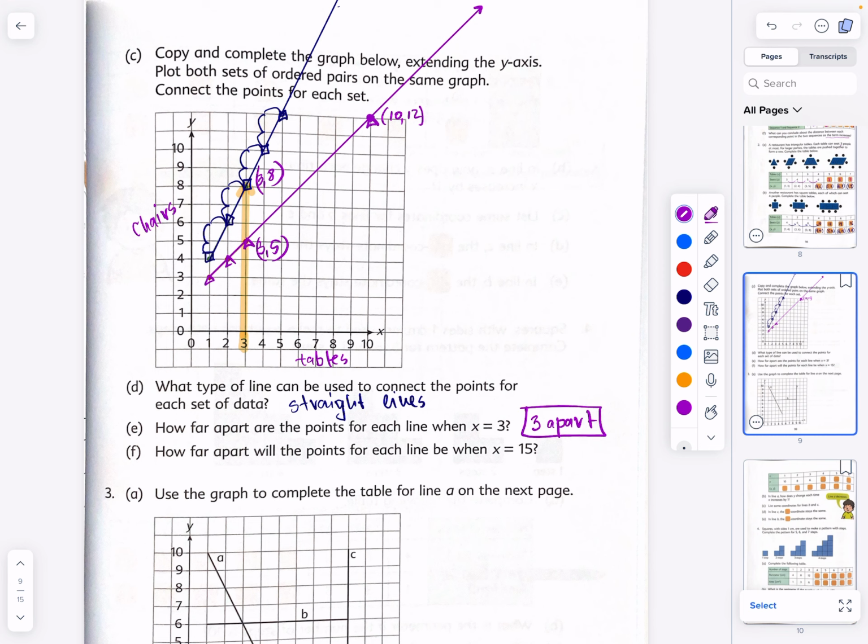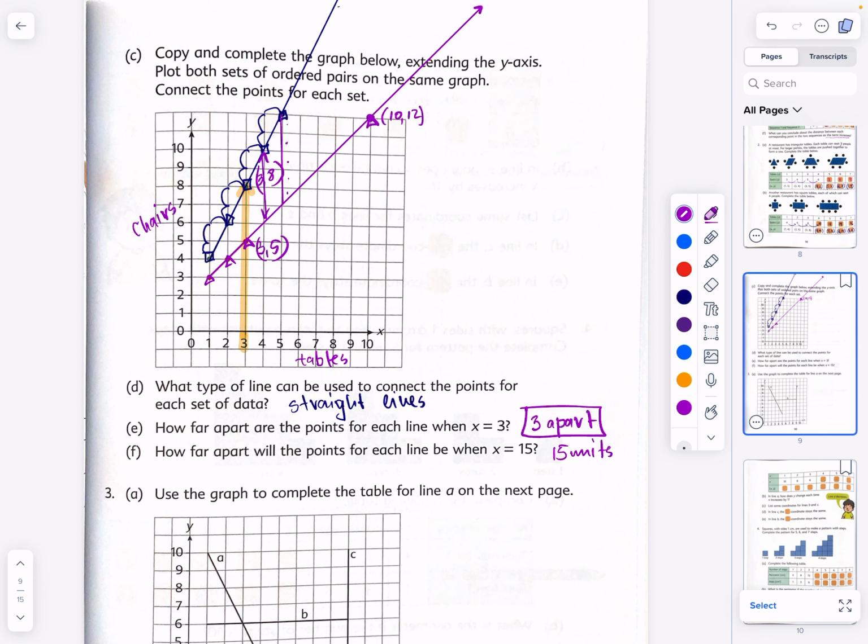Now, let's take a look. Watch. For 4 tables, we will have 4 apart. And for 5 tables, 1, 2, 3, 4, 5, we will have 5 apart. So what if the number of tables is 15? It will be 15 units apart.